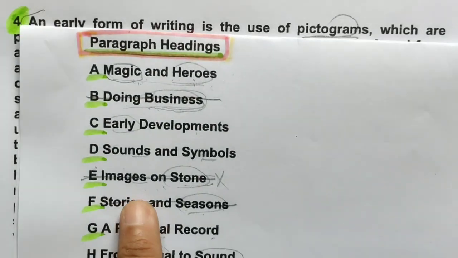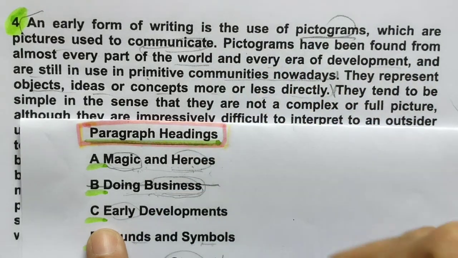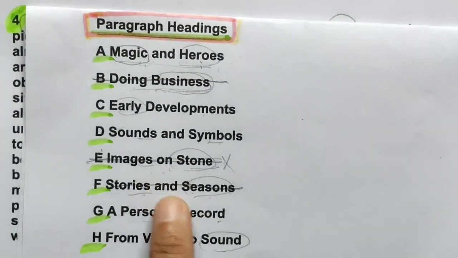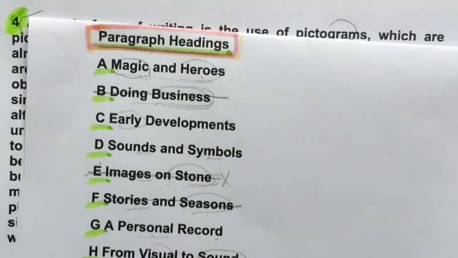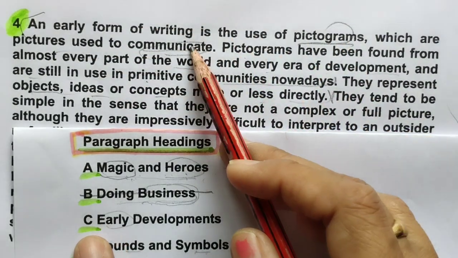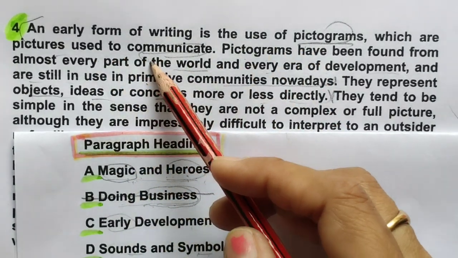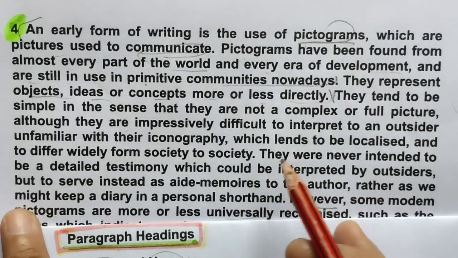Sounds and symbols, no. Sounds used to communicate, but the proper word sound is not there. So here we have selected personal record from visual to sound. Visual is this which are used to communicate. Let's read a little bit more so that we can get a clear idea.